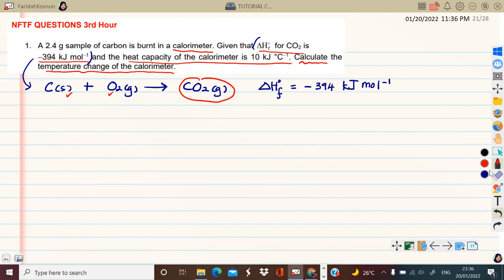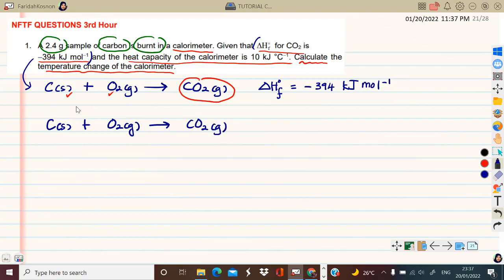But if you look at this question, what reaction occurred in the calorimeter? A 2.4 gram sample of carbon is burnt in a calorimeter. So if I want to write this chemical equation, ignoring the mass for now, I want to show the chemical equation that occurs in the calorimeter. I have carbon solid burning in oxygen gas. So the combustion of carbon will also produce carbon dioxide gas.